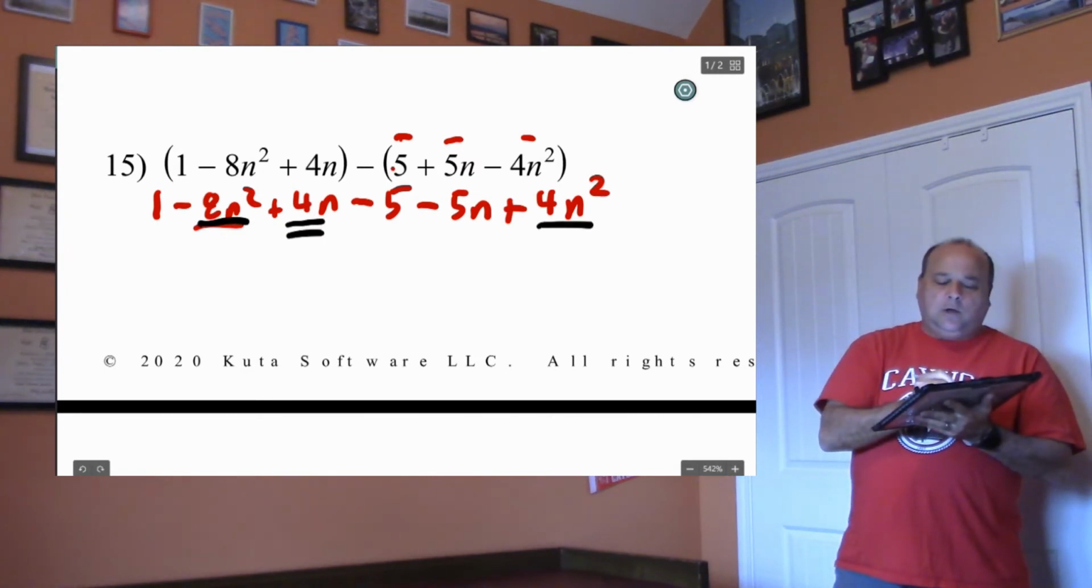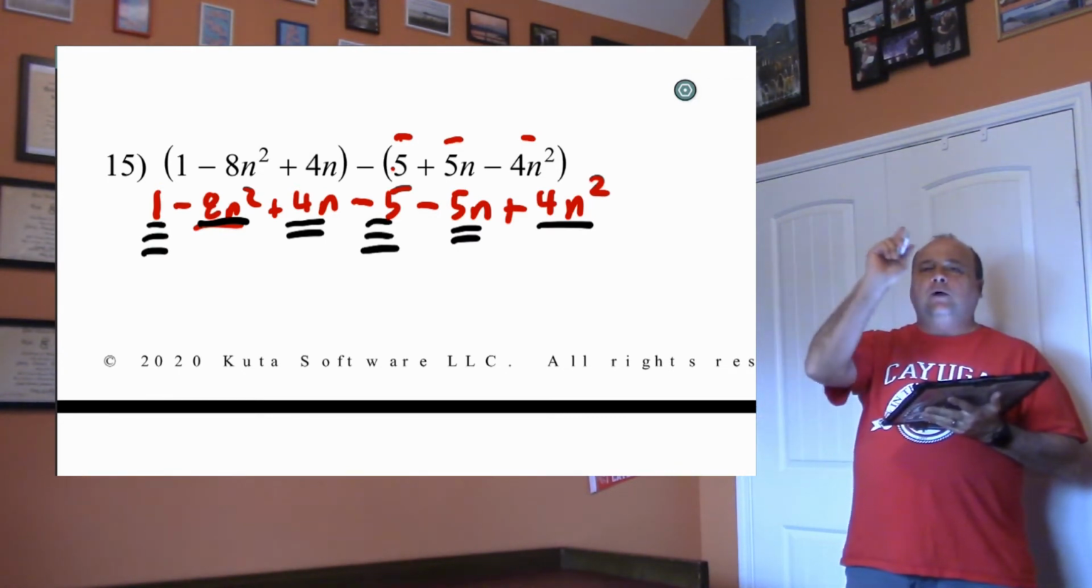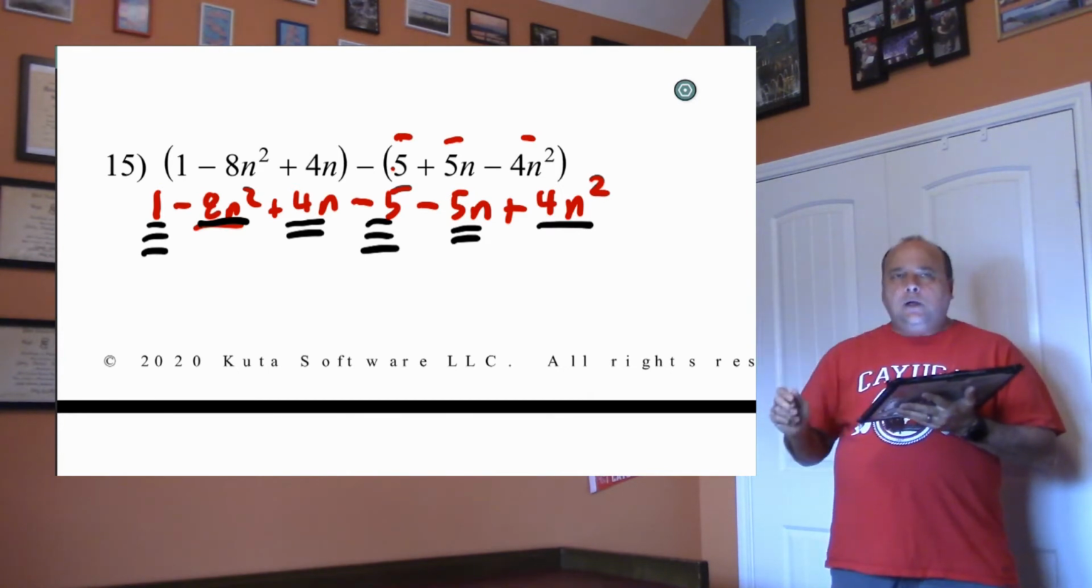Now they go through single underline the n squares, double underline the n's, triple underline the constants. Now then we're going to go single, then double, then triple.